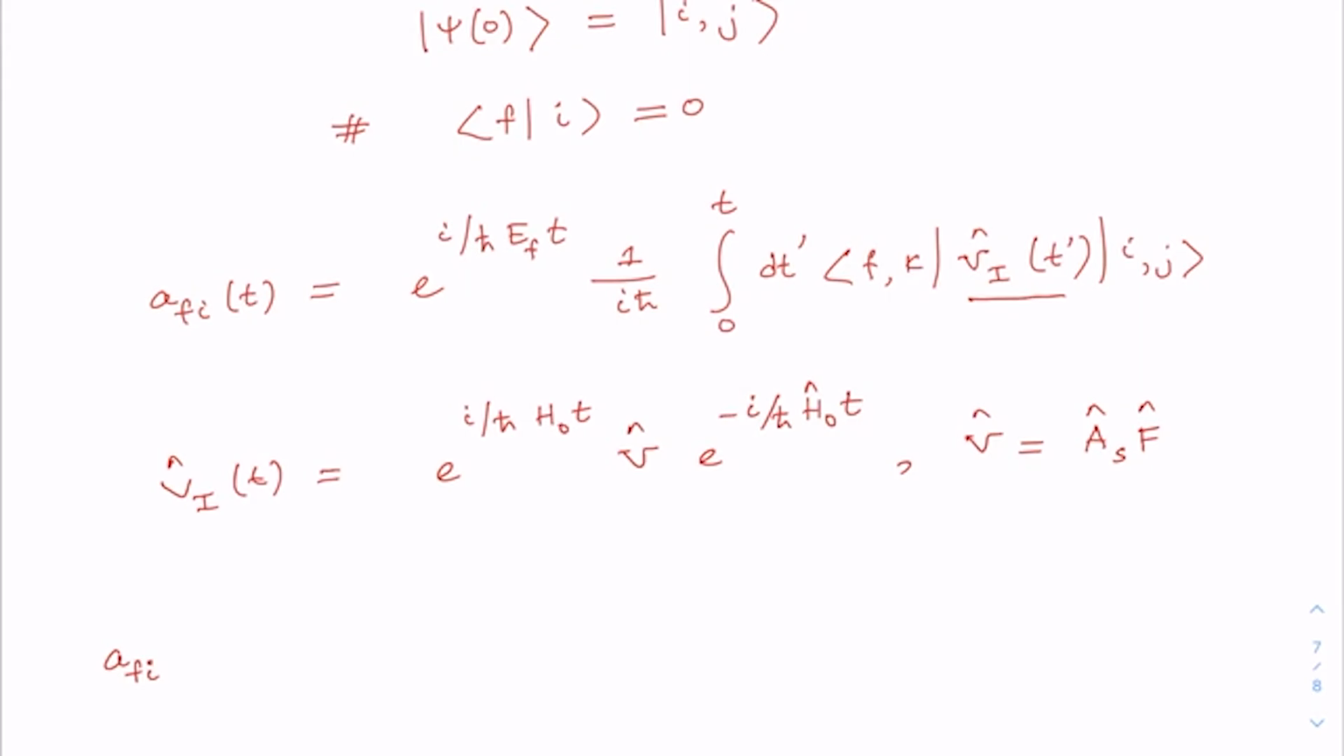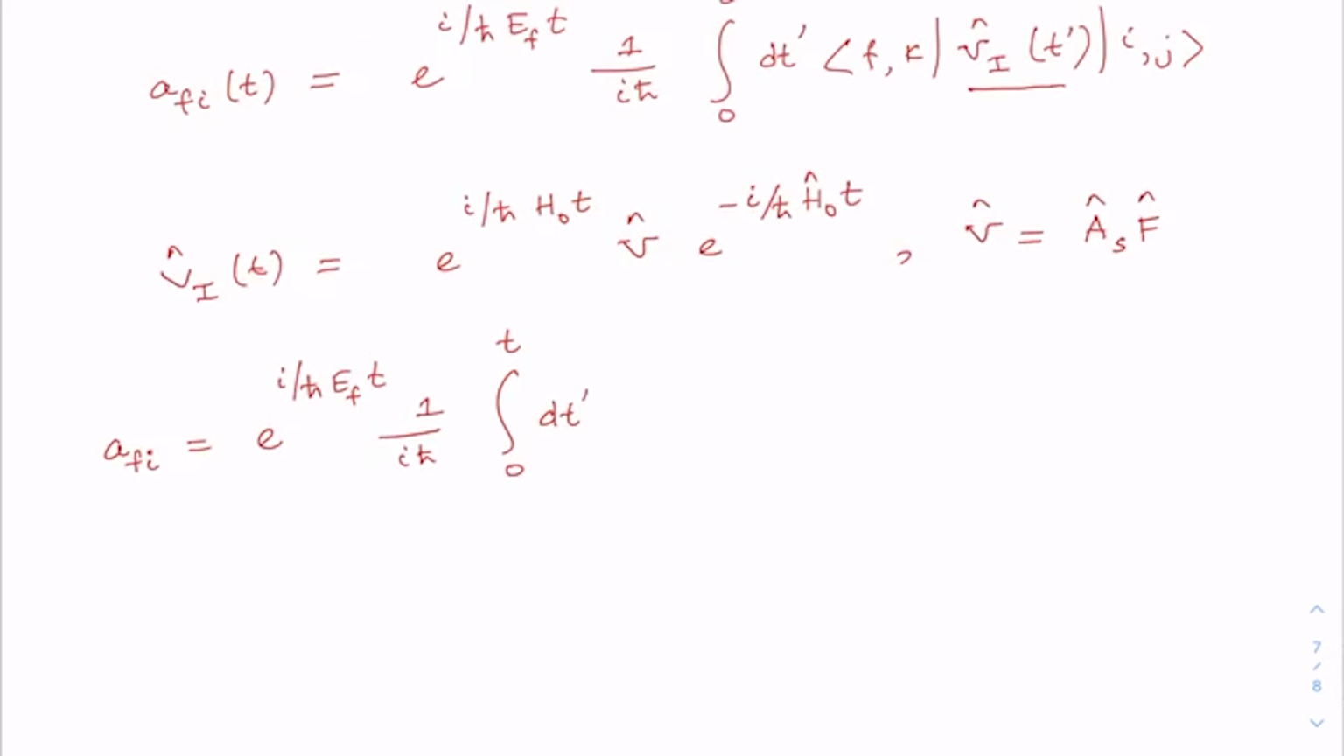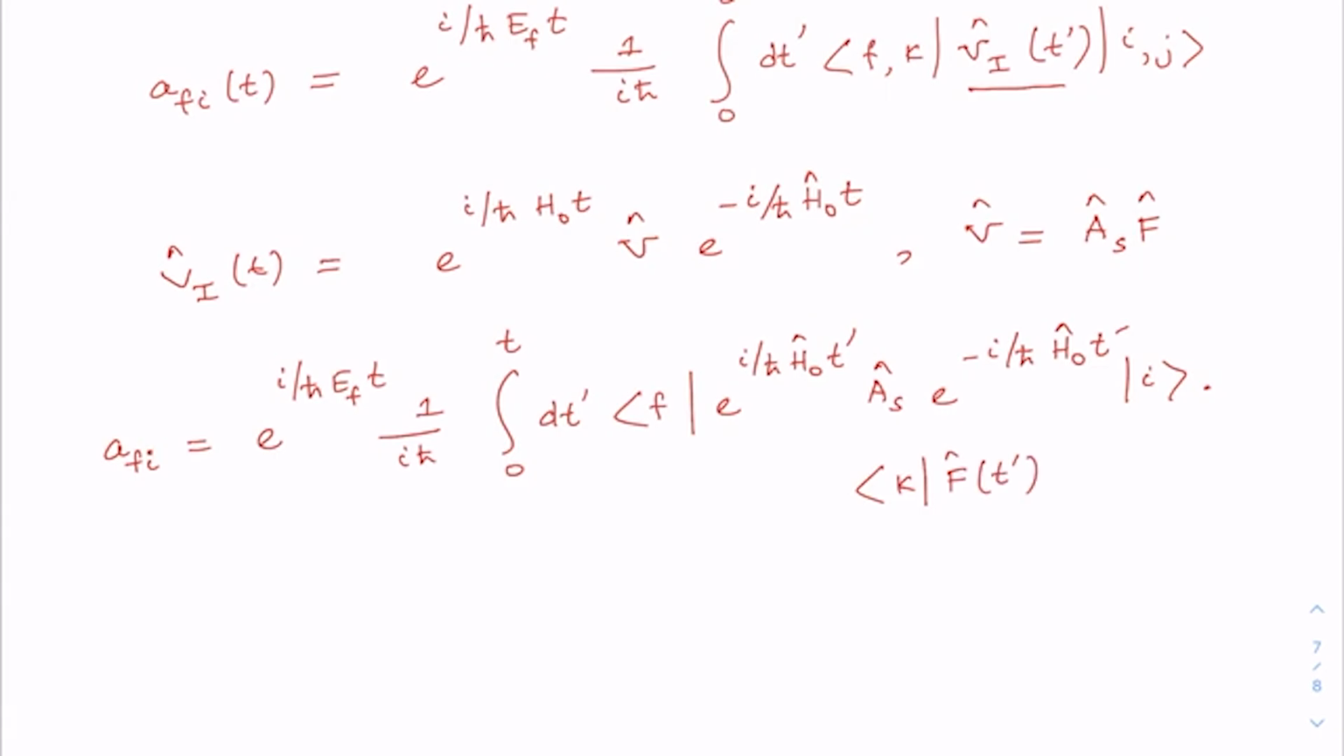And then I can write my probability amplitude A_fi is equal to e to the power i by h cross E_f t, 1 by i h cross, integration 0 to t dt dash, here I will have <f| e to the power i by h cross H0 t dash, V, e to the power minus i by h cross H0 t dash |i>. Then I have <k|, that is the final state of the Bath operator. So this F is the Bath operator at time t dash, and this |j> is the initial state of the Bath operator.